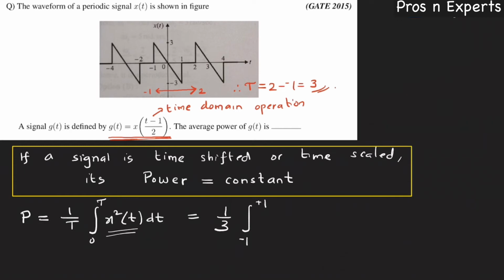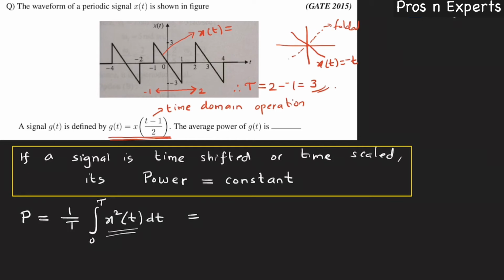What is x of t in that interval? You have to formulate an expression for x of t. What is x of t? If that signal was like this, then x of t will be, we can straight away write it as t. But instead of this, the signal is like this. That is t folded, right? t folded about the y-axis. So I can write x of t equal to -t.